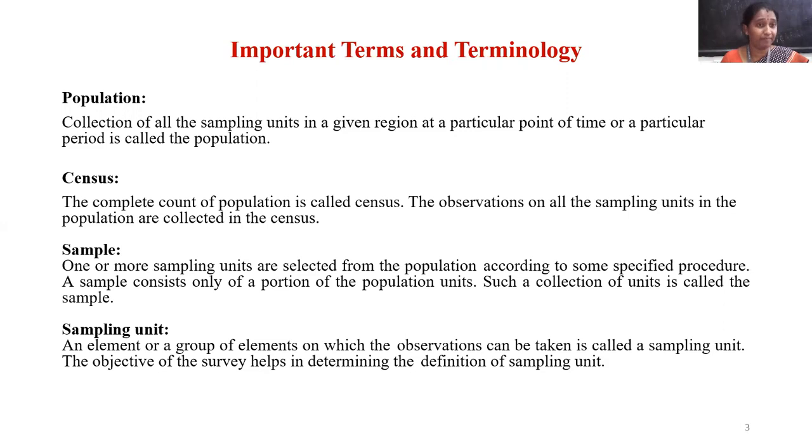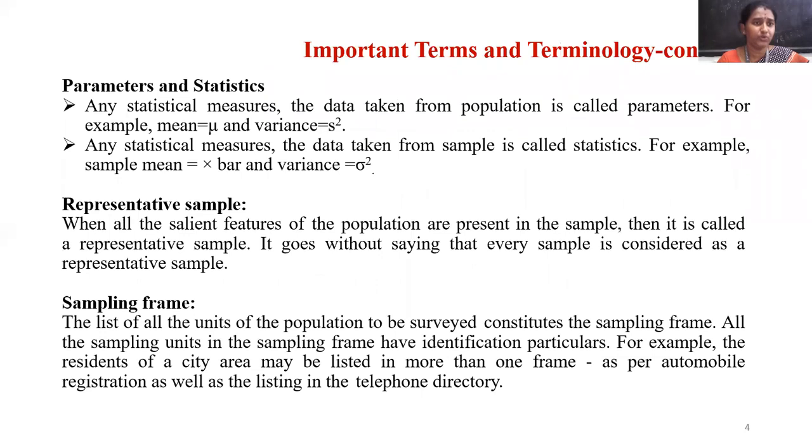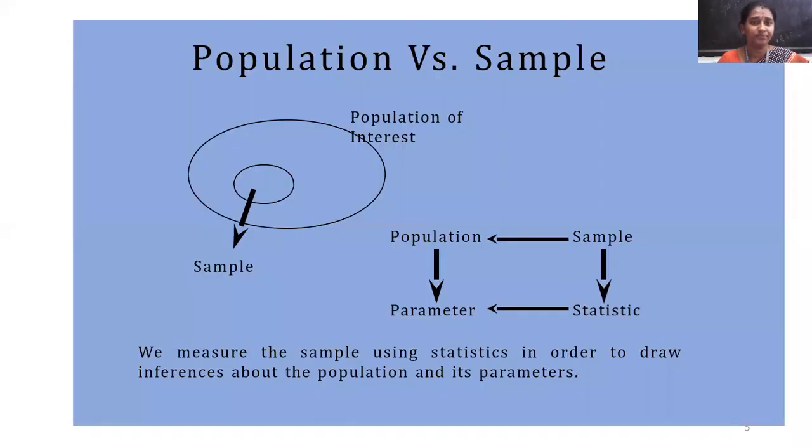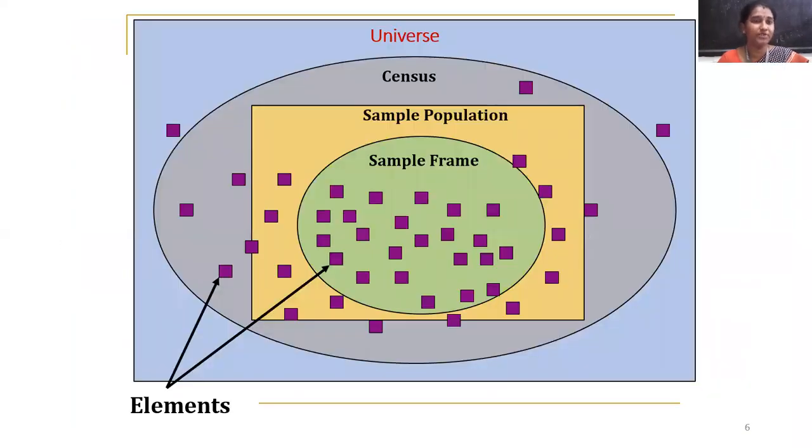And what is meant by sampling unit? The element or group of elements on which the observation can be taken from a population is called a sample unit. I will show one picture, and you will identify it easily. You will see the difference between the universe, census, sample population, and sample frame. These are the differences.